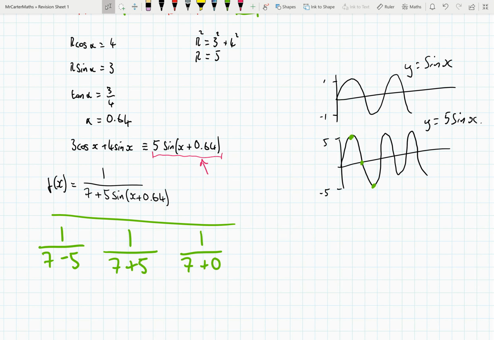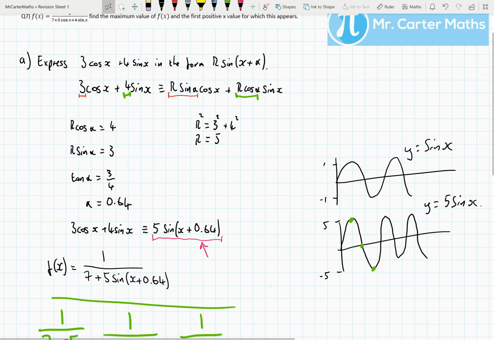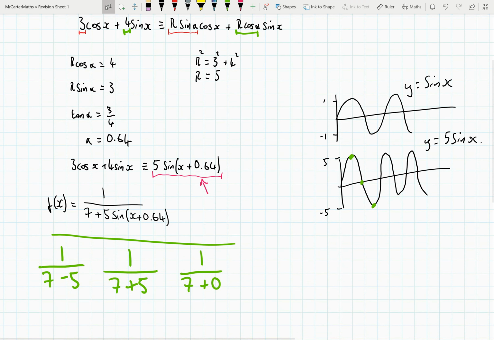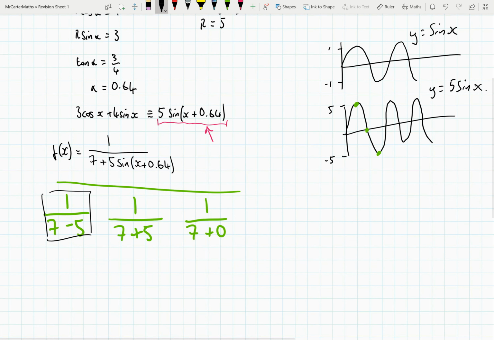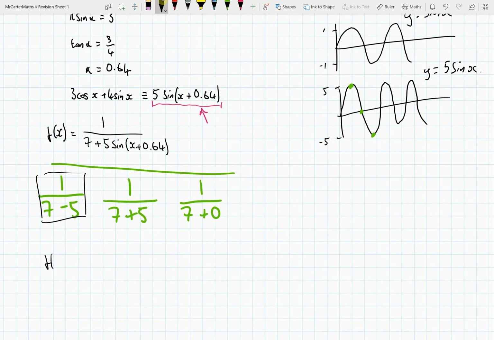Well, they're all positive. I want the fraction to be, sorry, not the minimum value, the maximum value of this function. Well, that's going to be when the denominator is as small as possible, which is obviously this one here. So actually I'm going to get f of x equals 1 over 7 minus 5, which is a half, being the maximum possible value.